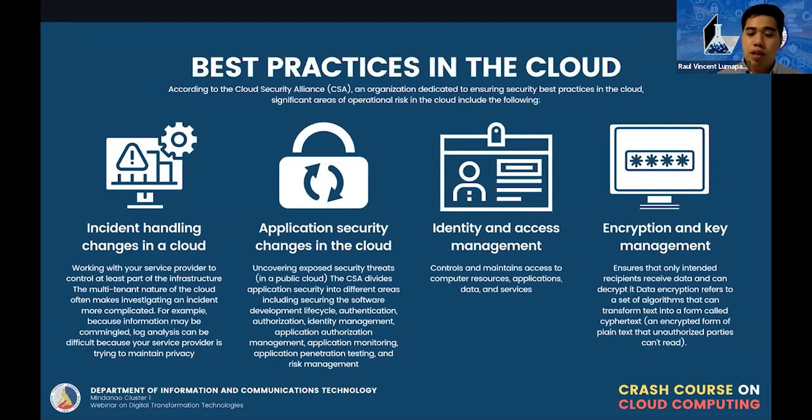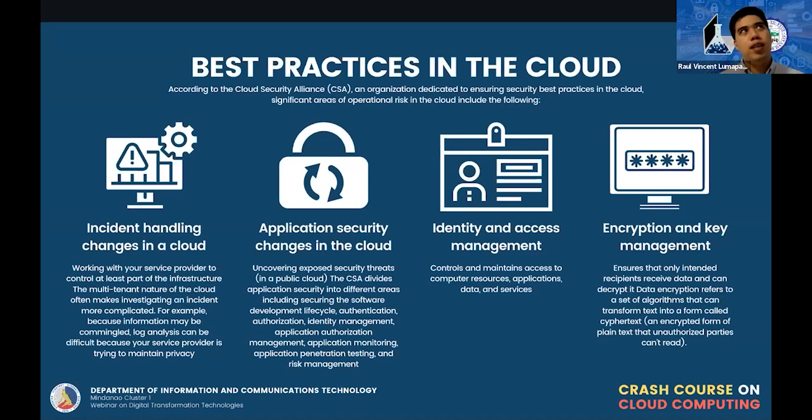And then you have application security changes in the cloud, uncovering exposed security threats in the public cloud. The CSA divides application security into different areas, including securing the software development lifecycle, authentication, authorization. These are common things when you're a developer. Identity management, application authorization management, application monitoring, application penetration testing, and risk management.